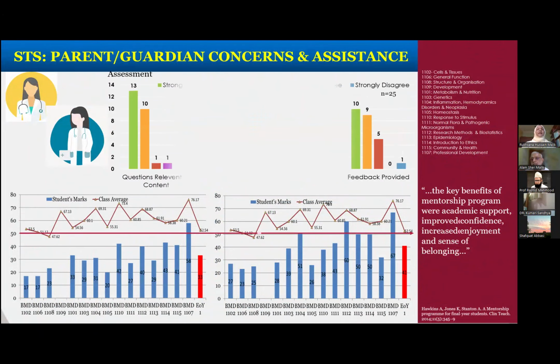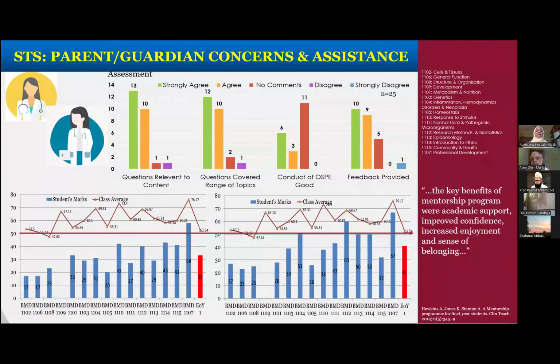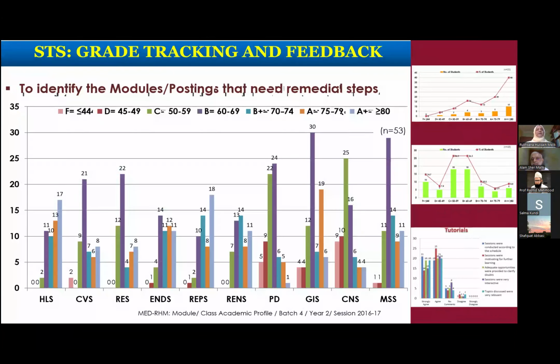The parents' and guardians' feedback is required. So sometimes the results are shown to them, the results are given to them so that they know how they are doing, and to identify the modules and postings that need remedial steps.